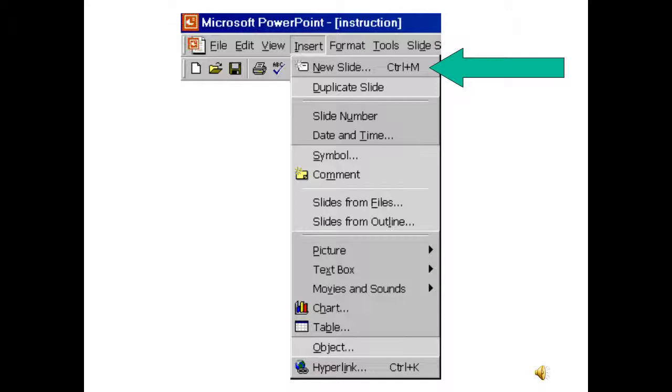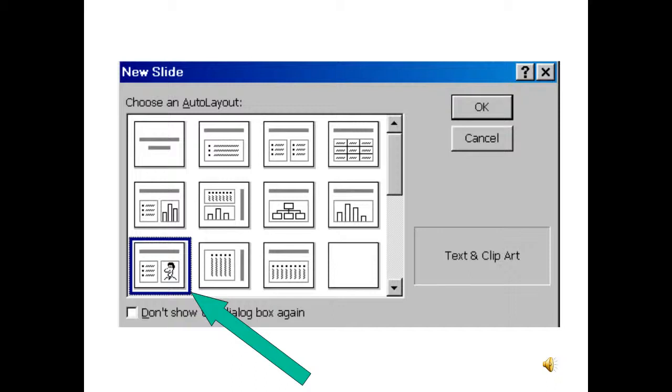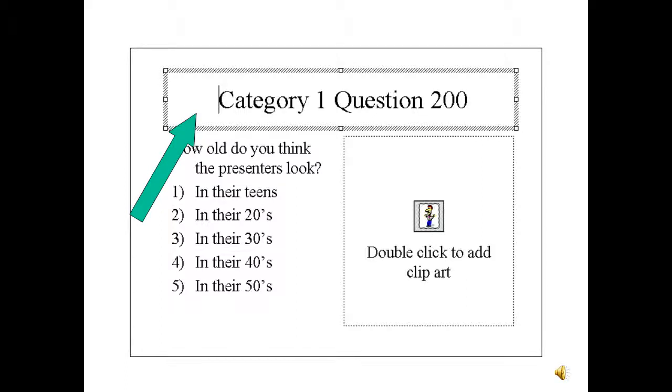Step 15. Now you are going to make a slide of a question. Insert a new slide by going to Insert, and then New Slide. Step 16. Choose the layout indicated here. Click OK. Step 17. Type the title of the question.